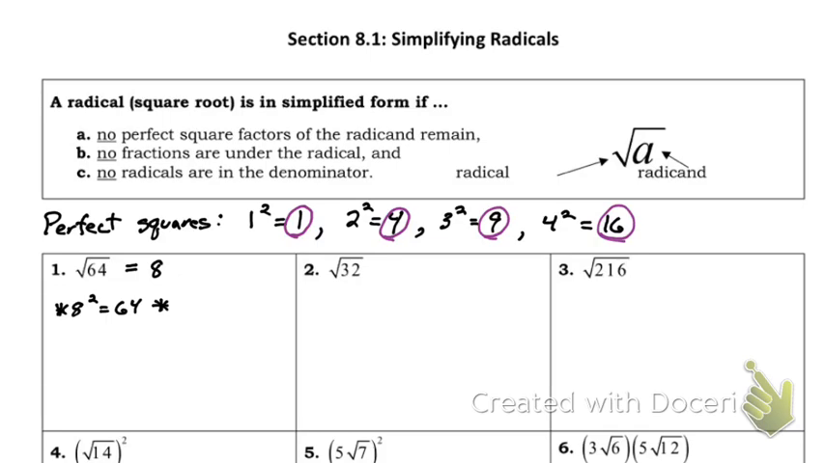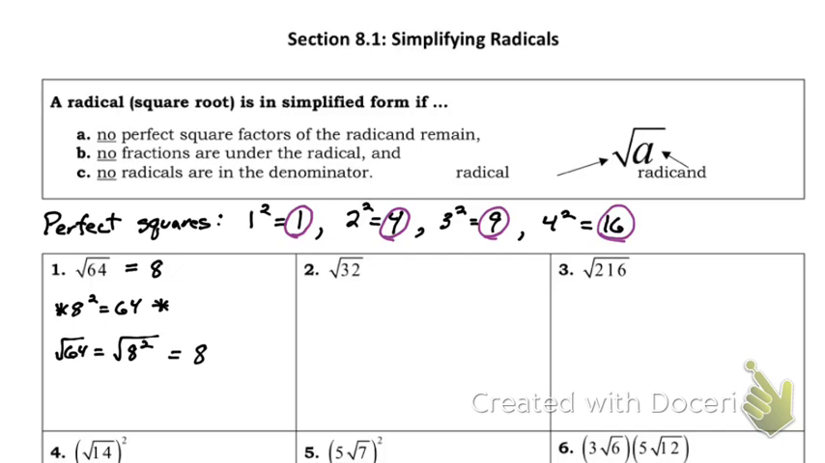Another way to look at it is that the square root of 64 would equal the square root of 8 squared. A square root and a square cancel each other out. They're inverses. So if you take the square root of something squared, you're just left with that 8. I don't expect you to show all that work. You should just go, square root of 64 is 8. We got it, Mr. Pavian. All right, square root of 32.